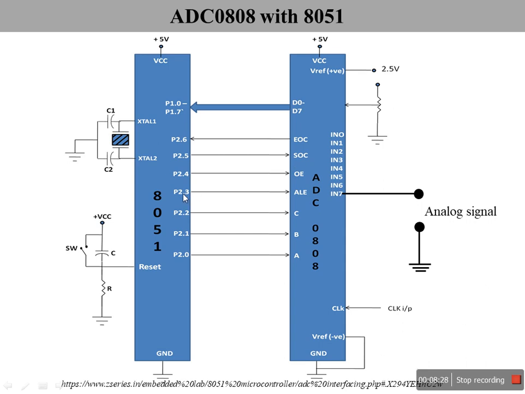Then we have address latch enable, a signal sent from the microcontroller to the ADC. Then there is channel selection: P2.0 is connected to A, P2.1 to B, and P2.2 to C. So we can select one of the 8 channels with this configuration. On this side we have input signals where we can connect an analog signal. In this configuration, I have connected the analog signal to IN7, the 8th input. I will write the code and show you how this can be used for converting the analog signal connected to IN7 for the 8051 microcontroller.